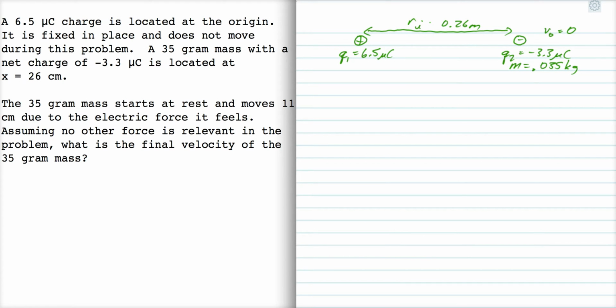And it moves 11 centimeters. Now, which direction is it going to move? Well, opposite the electric field. The electric field, due to this positive charge, points radially outward in all directions. So this negative charge is going to want to move in the direction opposite that field until it reaches a final distance, RF, of 0.15 meters. Right? It's going to move 11 centimeters. Okay, so we need to figure out the final velocity v after it moves 11 centimeters.